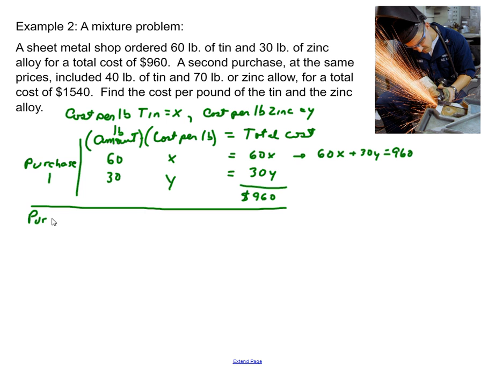All right, so now let's take a look at the second purchase. So we've got purchase number two. And in purchase two, what did we do? Well, we took our amount. In this case, we took 40 pounds of tin at X dollars per pound and got 40 times X dollars for that part of the purchase. And we ordered 70 pounds of zinc alloy, to give us a total cost of 70Y dollars. And of course, when we add those together, we should end up with a total cost of $1,540.